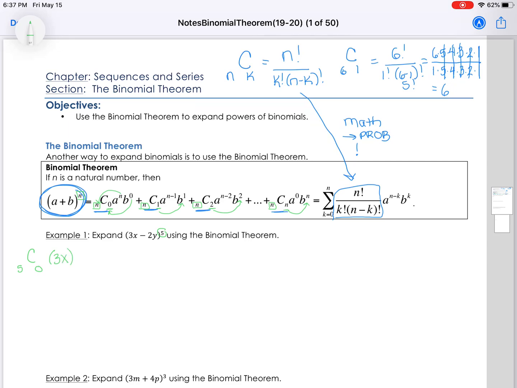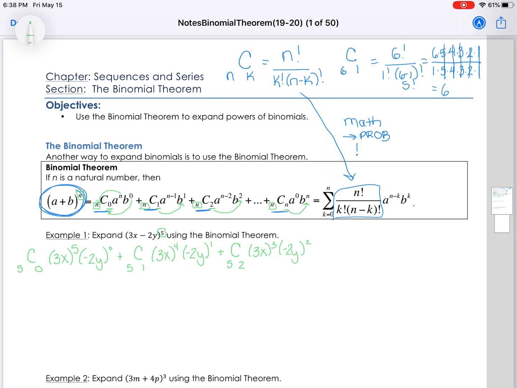So now the first term, 3x, is going to be raised to the 5th power. The second term, your negative 2y, is going to be raised to the 0 power. Plus C(5,1), and now 3x is being raised, we're going down to the 4th, whereas the negative 2y is going up to the 1st.